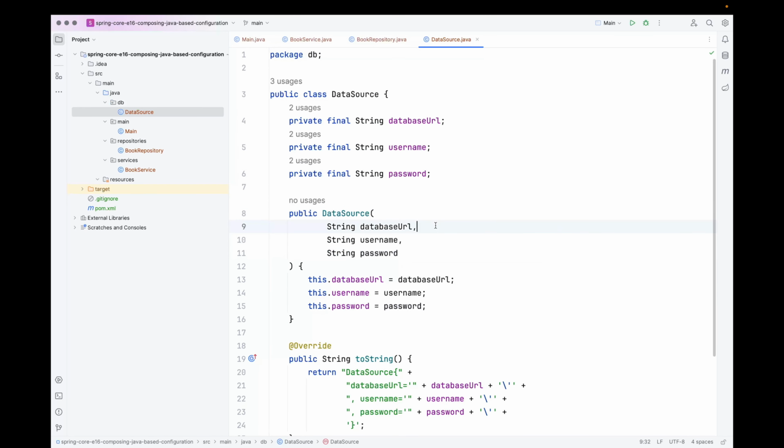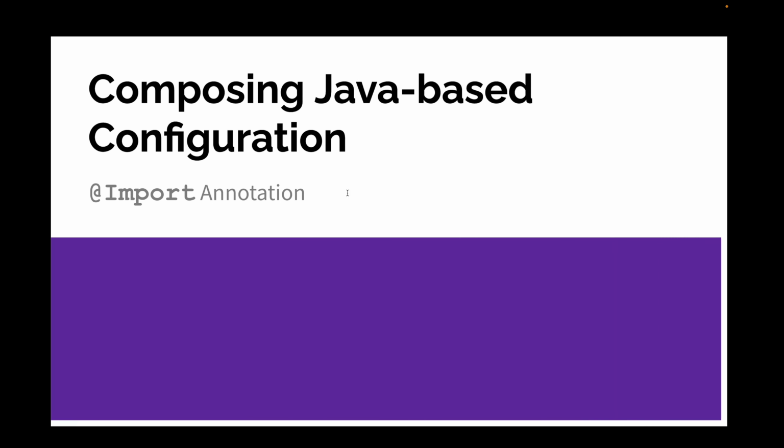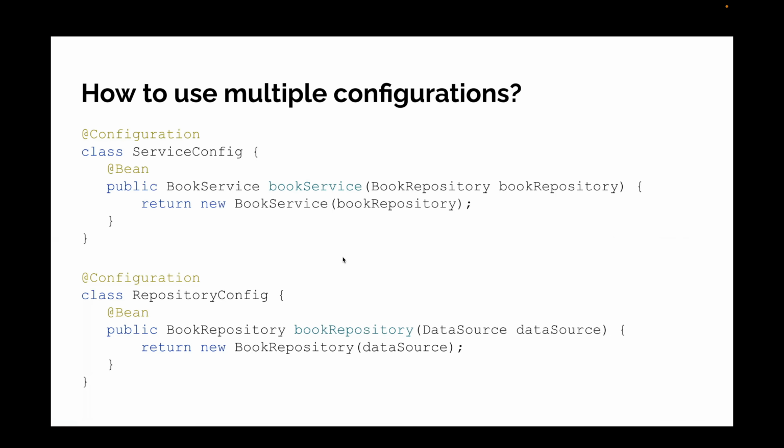Now let's say we want to have different configurations for different layers of the application. So first is the service layer, then there is the repositories layer, and then there is the db layer. So we want to have different configurations, and we want all of those configurations to be available to the Spring IOC container. So this is what we want.